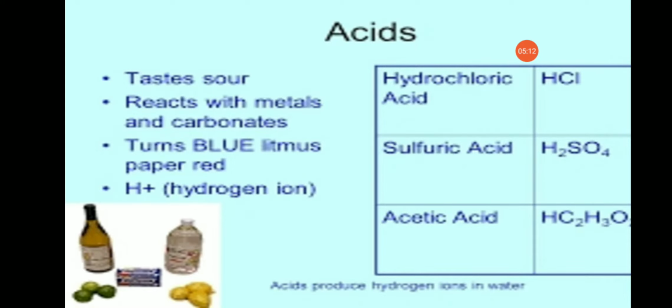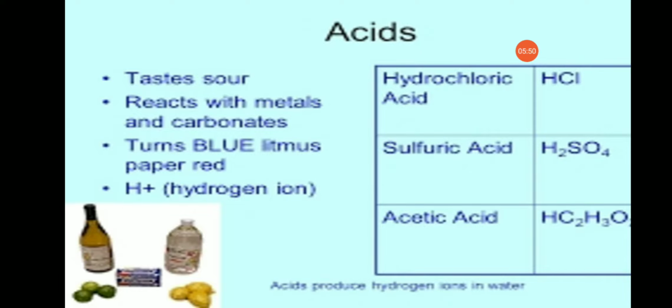Let's study some more properties of these acids. We have studied that acids are sour in taste, they turn blue litmus paper red. In addition to this, some more properties are there. That means they react with metals and metal carbonates. We will study it in detail with the help of different activities in this chapter itself. And another important property is that these acids contain hydrogen ion or H plus ion.